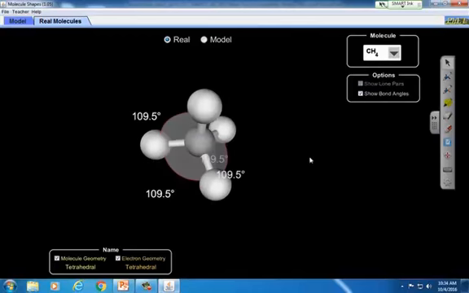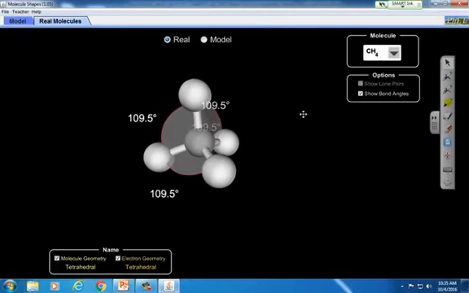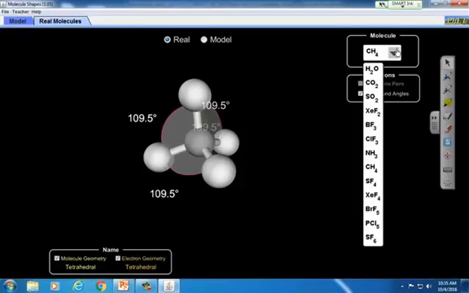So here's methane, CH4, the angles are all 109.5, so this is tetrahedral. Again, there's no lone pairs on my central atom, so the electron domain geometry is the same as the molecular geometry. Any questions about any of that?